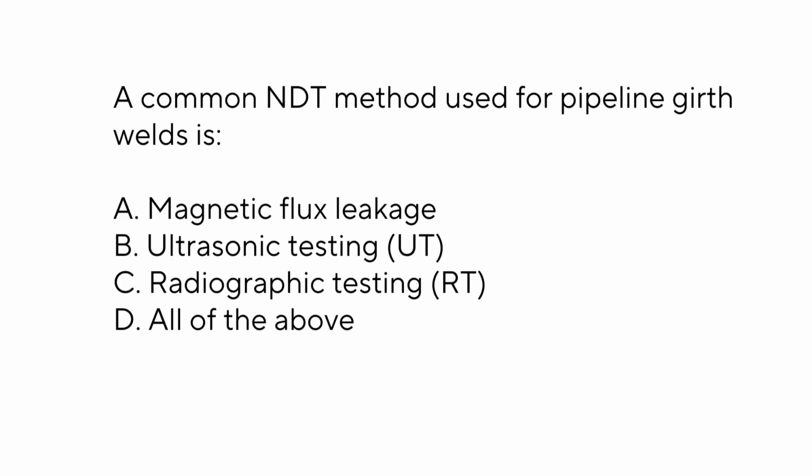A common NDT method used for pipeline girth welds is: A. Magnetic flux leakage, B. Ultrasonic testing (UT), C. Radiographic testing (RT), D. All of the above. Answer: D. All of the above.